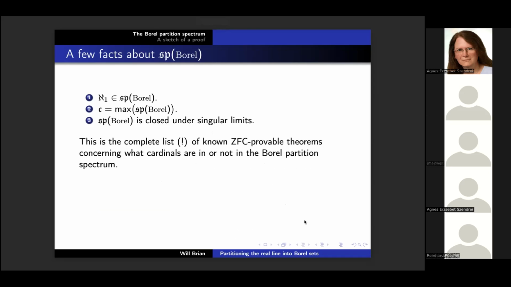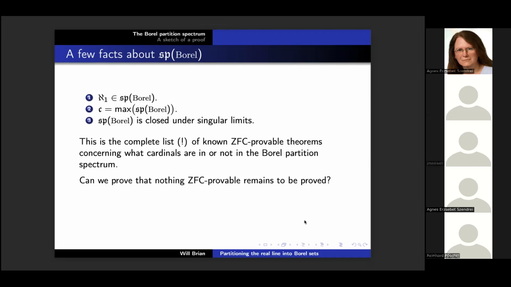And that's it. So this is the complete list of known ZFC provable theorems concerning what we can say is in or is not in the Borel partition spectrum. Or really, I guess just what is in. None of these theorems say something is not in there. Well, maybe the second one does. Things bigger than C are not in there. Okay. So fine, this is all that's known.